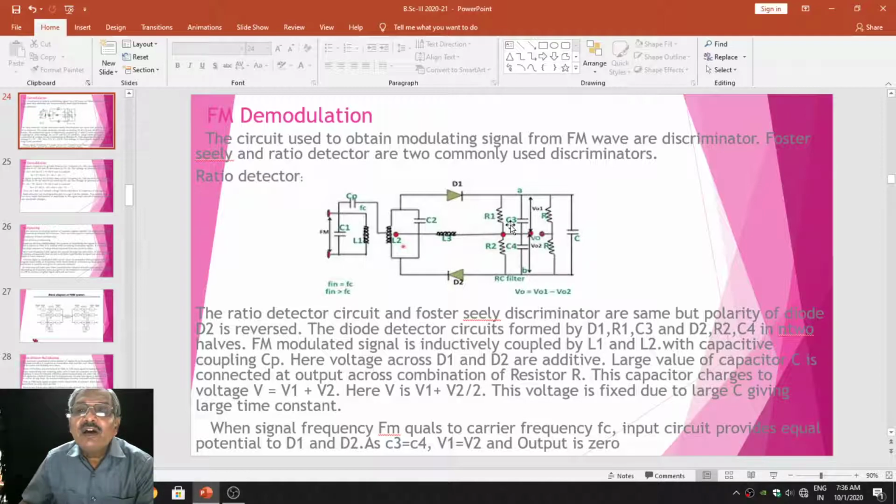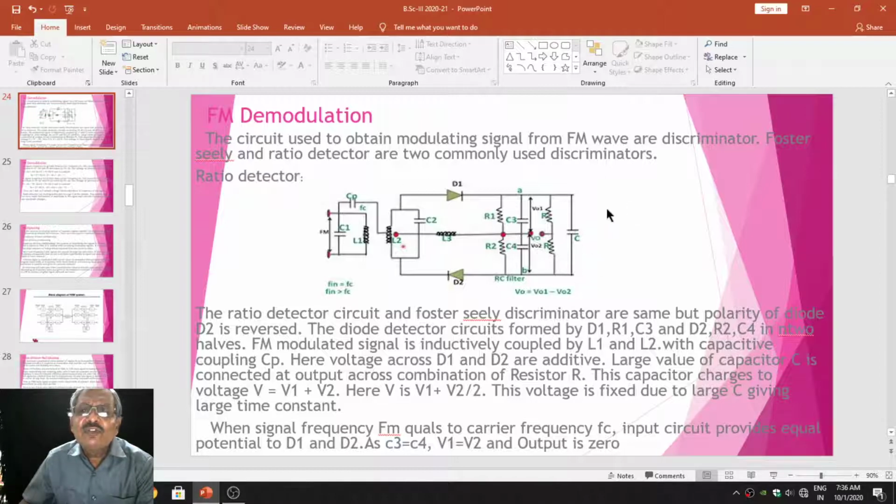The combinations R1C3 and R2C4 act as the RC filter, where the conversion of the high frequency into low frequency takes place. So that forms the ratio detector discriminator circuitry.